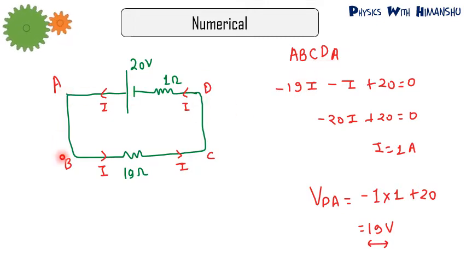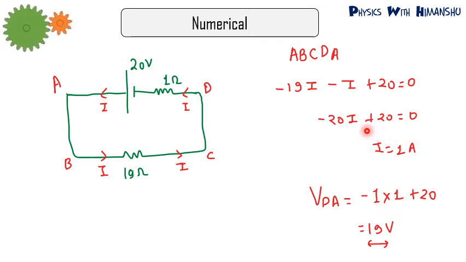From A to B we have nothing. From B to C, the current direction is from B to C, so we write minus 19I. From C to D we have nothing. From D to A, we are going from D to A and the current is from D to A, so we write minus I, and we encounter the negative terminal first, so we write plus 20 equal to 0. Solving this equation, we get current equal to 1 ampere.